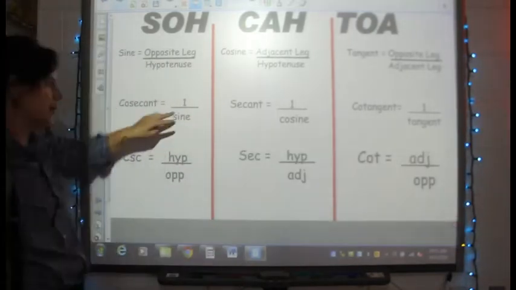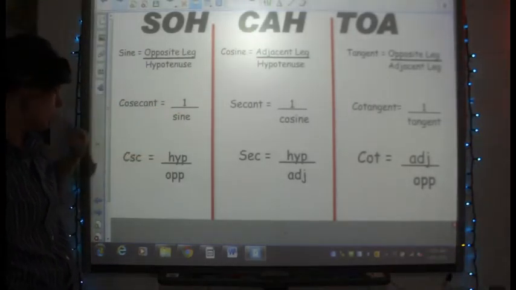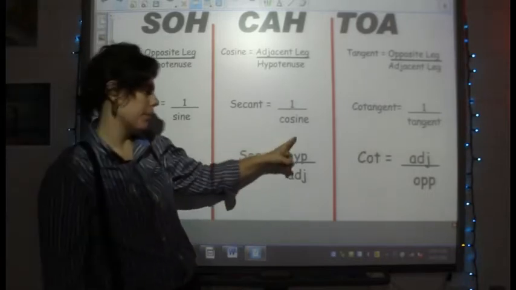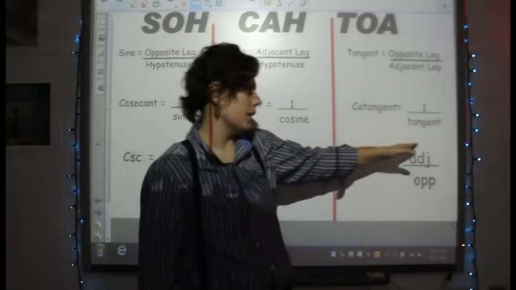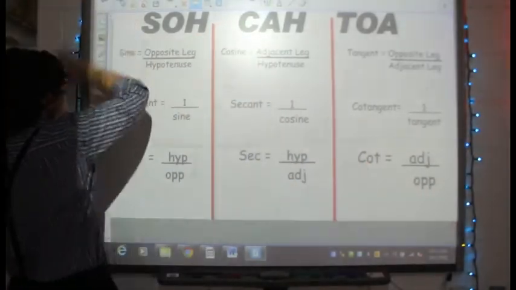And remember, when you divide by a fraction, because sine really means opposite over hypotenuse, you flip and multiply, which means that cosecant equals hypotenuse over opposite, secant equals hypotenuse over adjacent, and cotangent equals adjacent over opposite. Those are our 6 trig functions we're going to be talking about here.